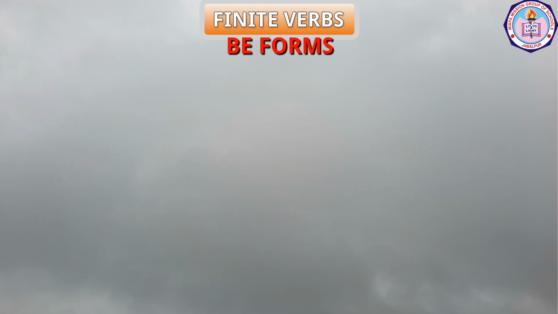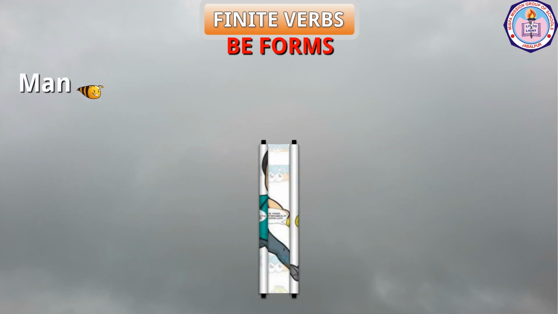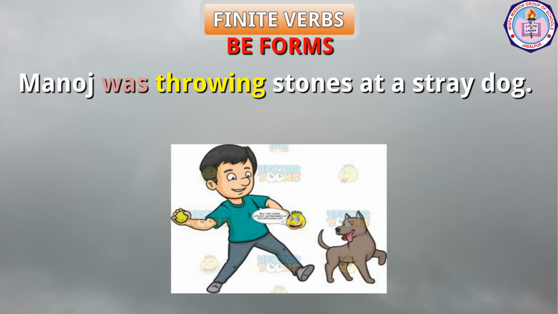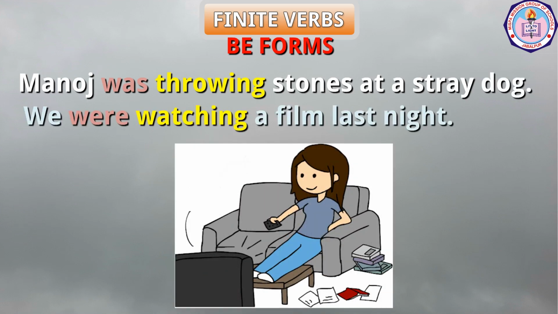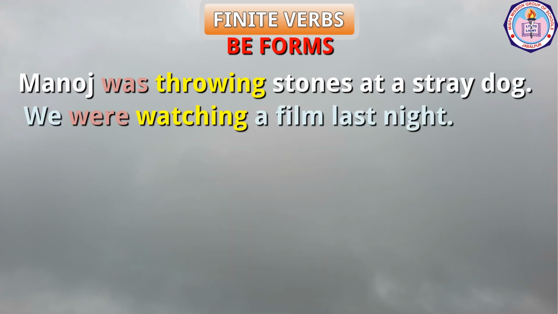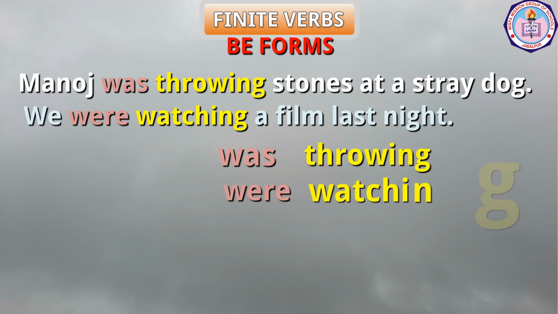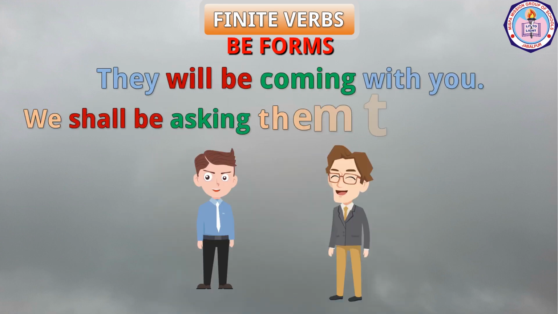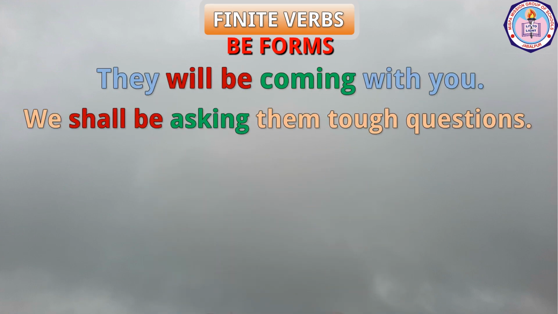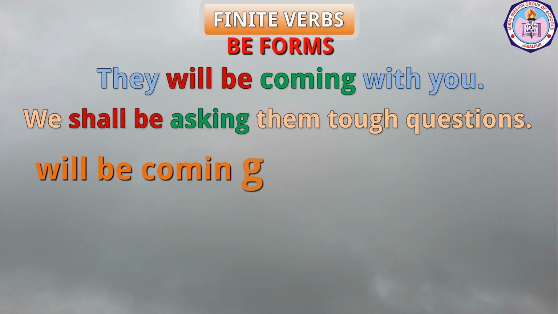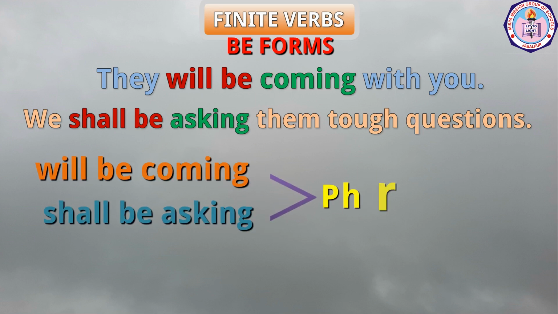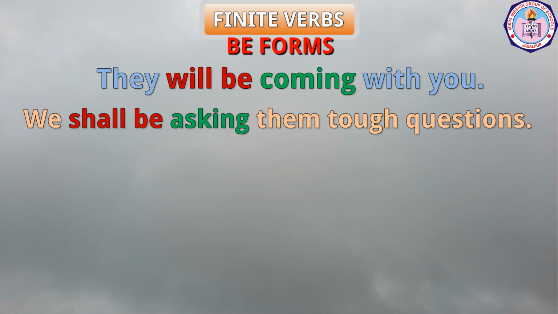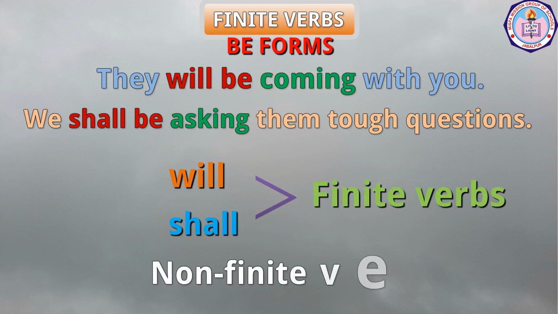Look at these sentences in past continuous tense. Manoj was throwing stones at a stray dog. We were watching a film last night. Here, was and were are the finite verbs and throwing and watching are the non-finite verbs. They will be coming with you. We shall be asking them tough questions. Here, will be coming and shall be asking are the phrasal verbs. The first auxiliary verbs will and shall are finite verbs and others are non-finite verbs.